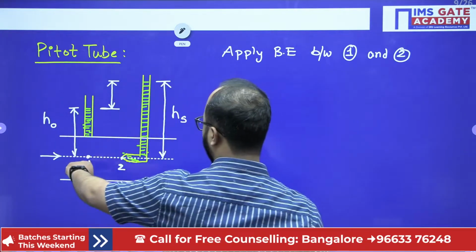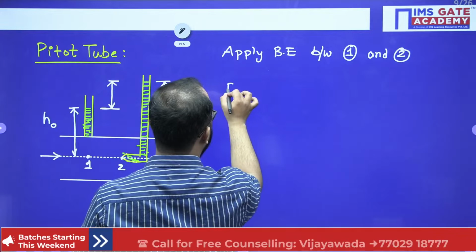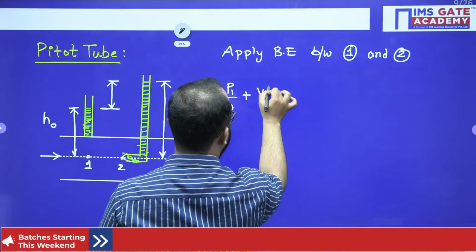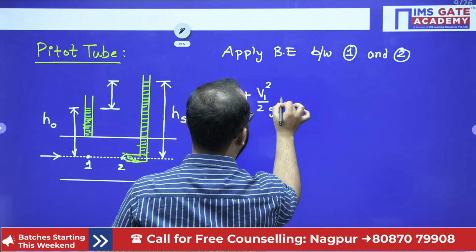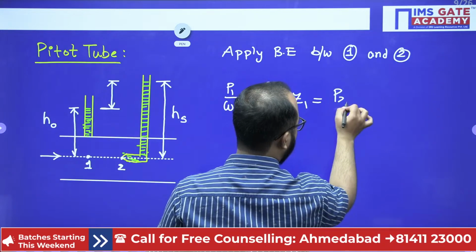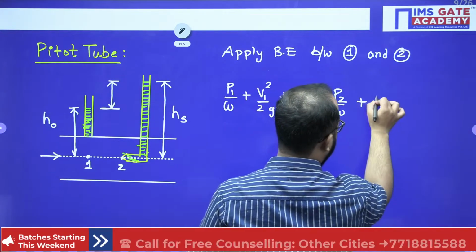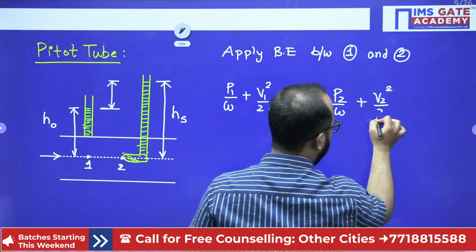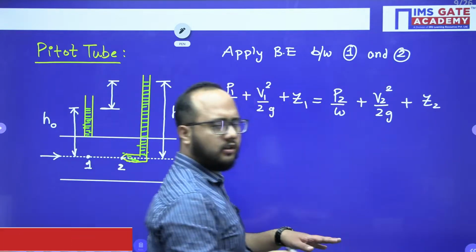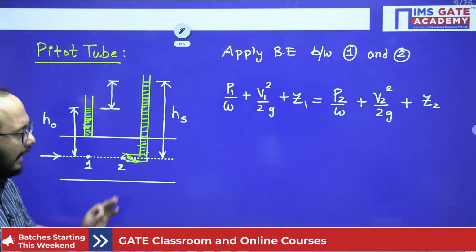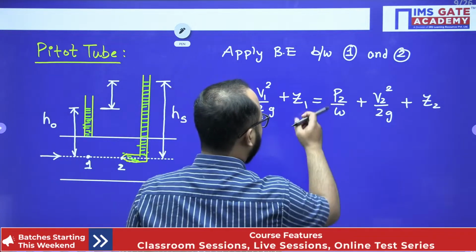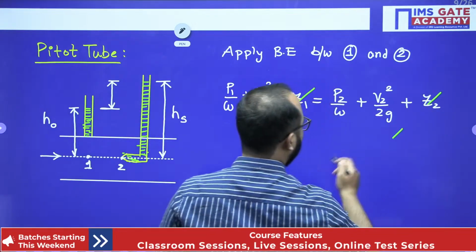Now, if you apply it, simply: P1 by specific weight plus V1 square by 2g plus Z1 equals P2 divided by specific weight plus V2 square by 2g plus Z2. Now, it is horizontal, so I can cancel out Z1 and Z2. Right? So it will get cancelled out.